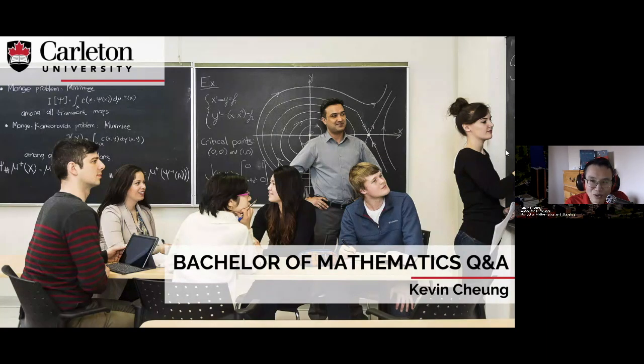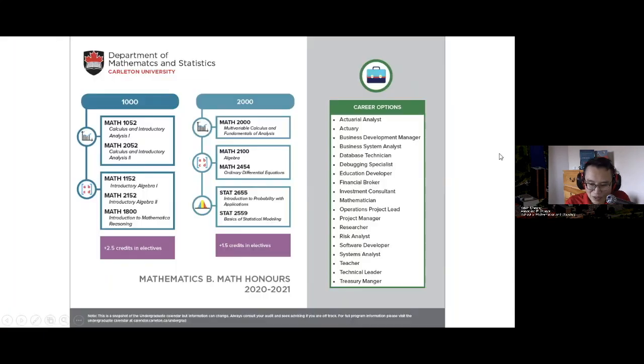So today we are going to have a Q&A, and before that, we'll take a look at the programs that are most common in the School of Mathematics and Statistics. On the screen, you will see the Mathematics B-Math Honors. It's one of the most popular programs at Carleton in math, and as you will see, the first 2 years have a number of courses that are required.